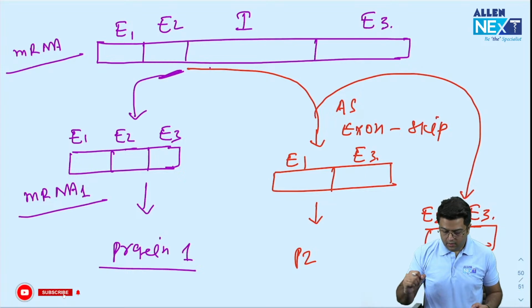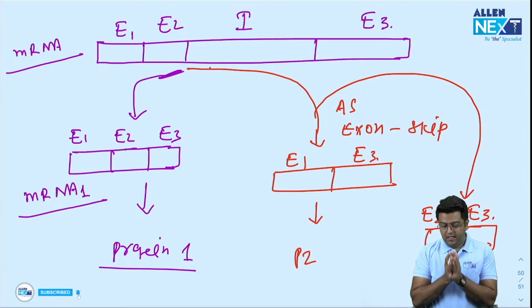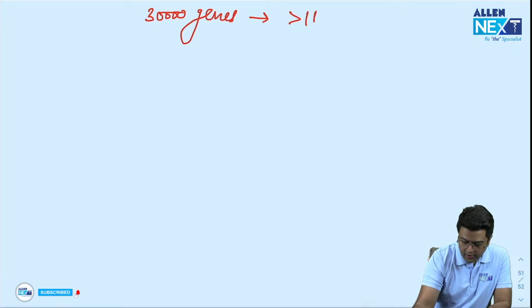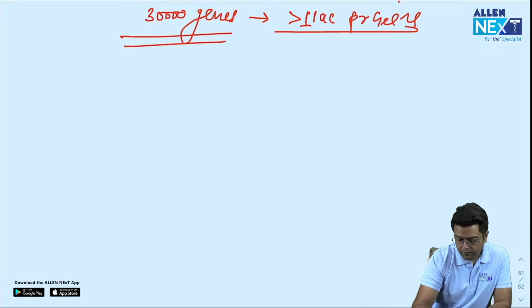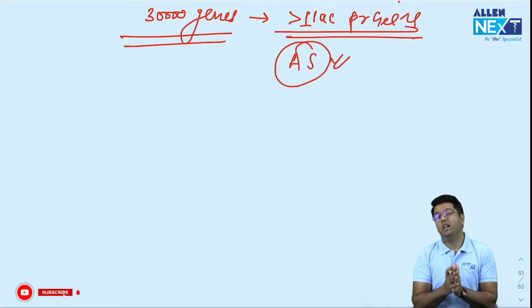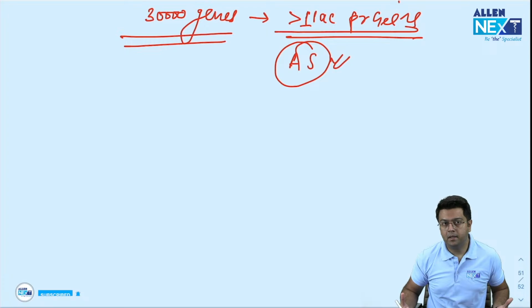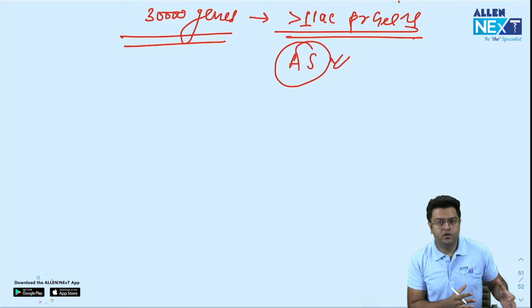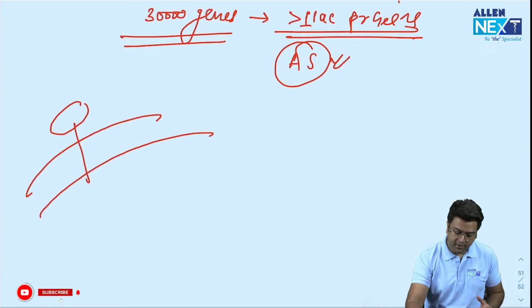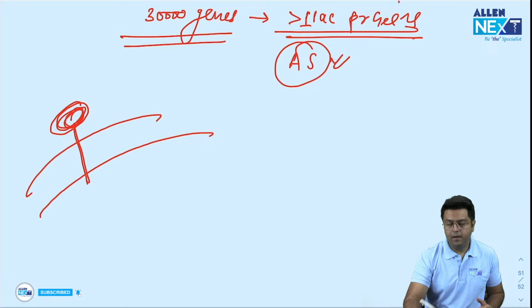Right guys, so this is why we have only 30,000 genes and more than 1 lakh proteins. Why is this there? Because of alternative splicing. We are changing some properties of the enzymes or the proteins by removing one exon. Suppose one of the proteins is fixed to the cell membrane.